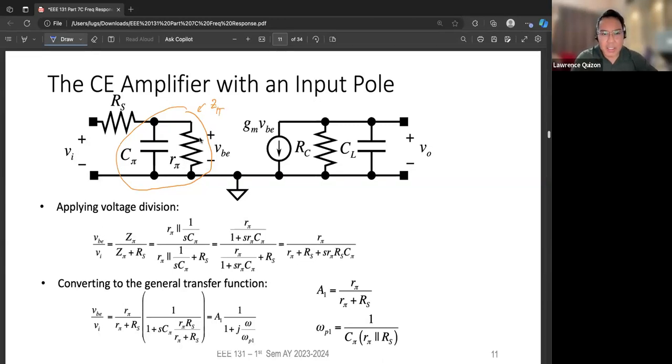And what does this basically do? Well, what this does is it becomes a parallel, no? It merges with R pi as an impedance, so we can interpret R pi as turning into a Z pi, which is R pi parallel 1 over S C pi.